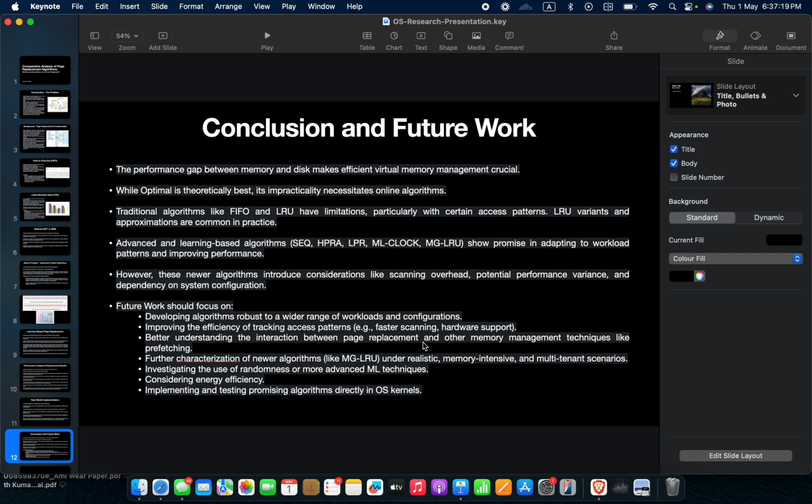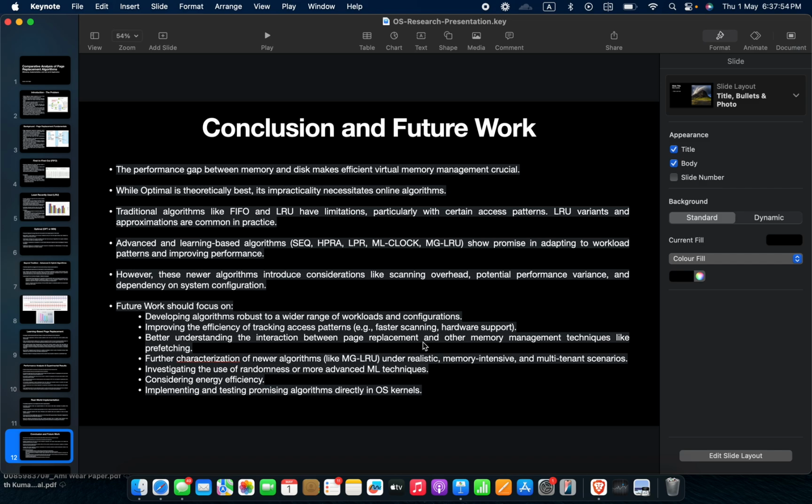I'd like to conclude: overall, the significant performance gap between memory and disk makes efficient virtual memory management crucial for overall system performance. While the optimal algorithm represents the theoretical best, its practicality is limited, so practical alternatives are necessary. Advances in learning-based algorithms show promise in adapting to diverse workload patterns, but introduce new considerations around overhead and configuration dependency.